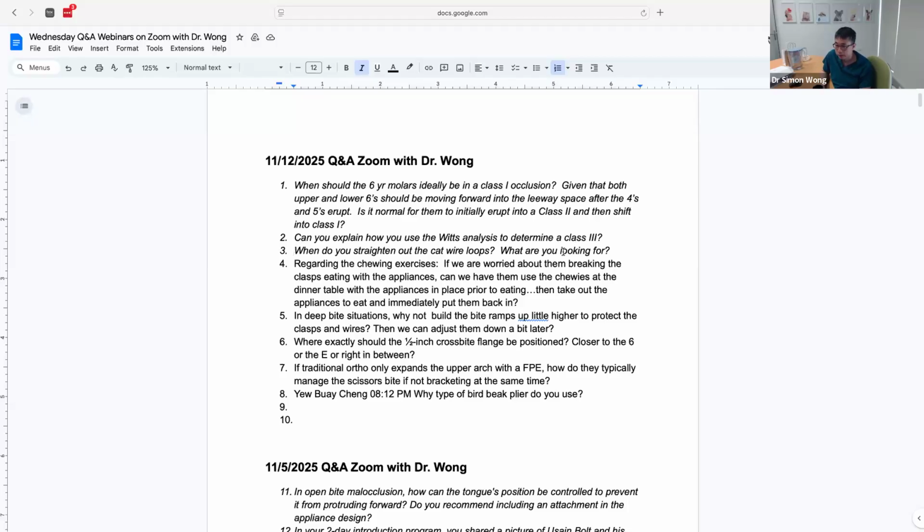So yeah, as long as you know what your issue is, you can come up with a means of managing it with the equipment that you have.